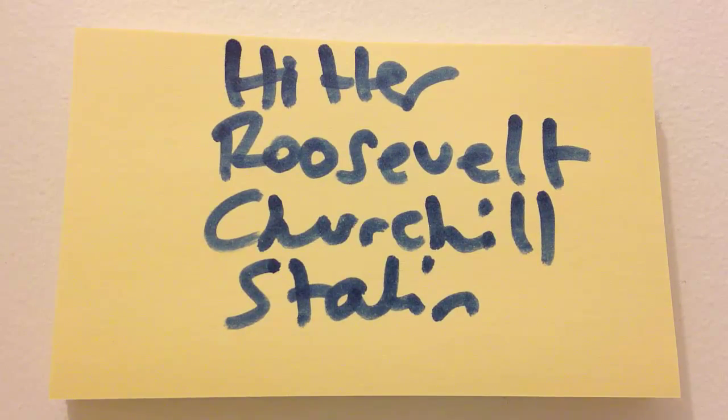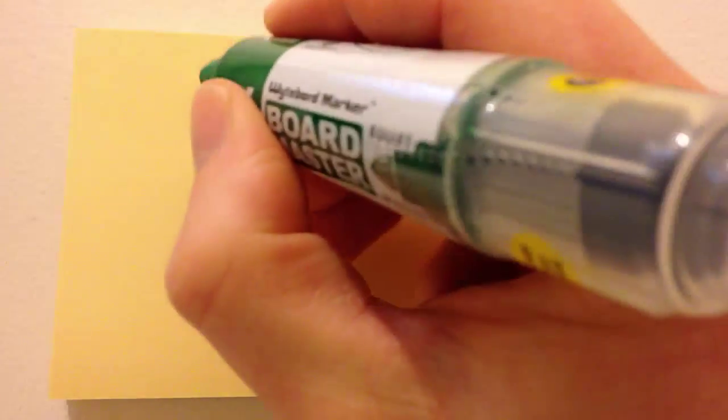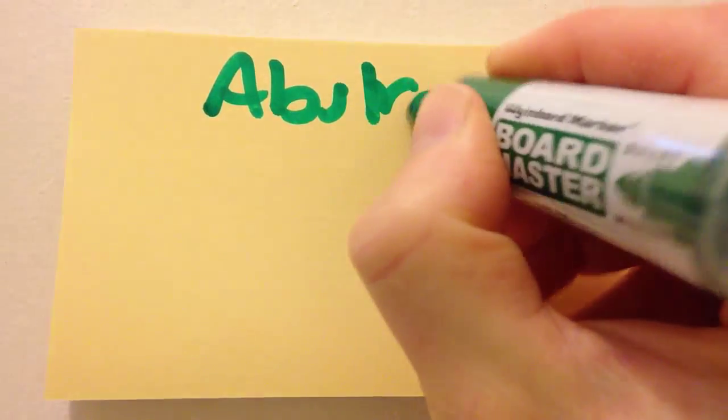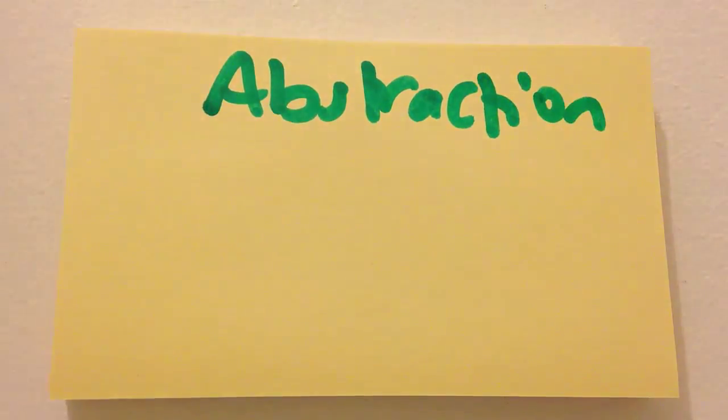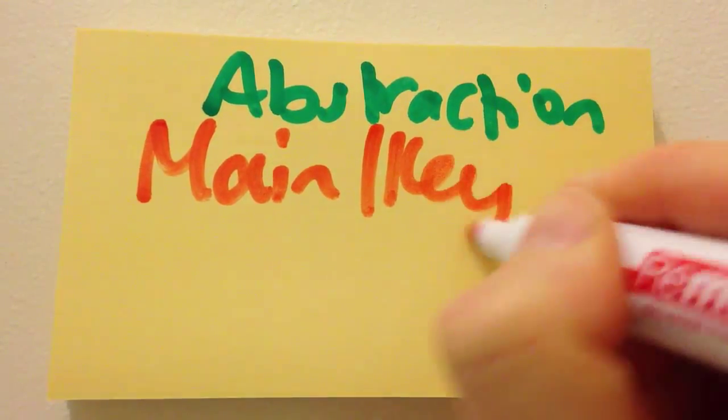Okay, so there's some of the key people, some of the key events to do with the Second World War. You don't need to go through everything. There are so many things that took place during that time that it'd be impossible to cover it in this short video. So in essence, abstraction is all about main or key ideas.